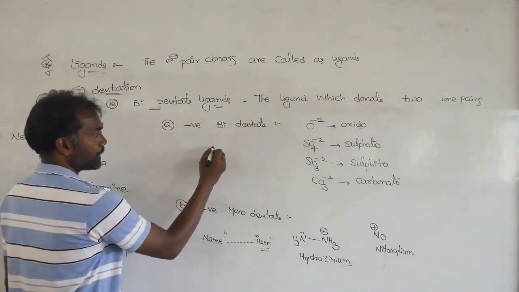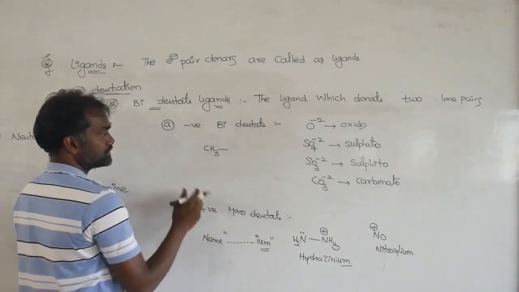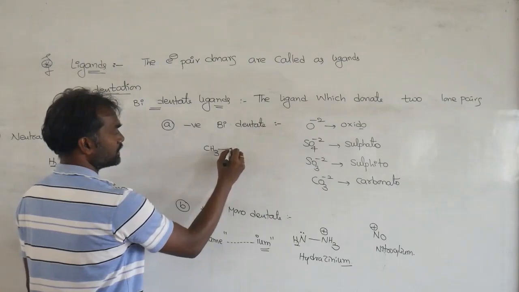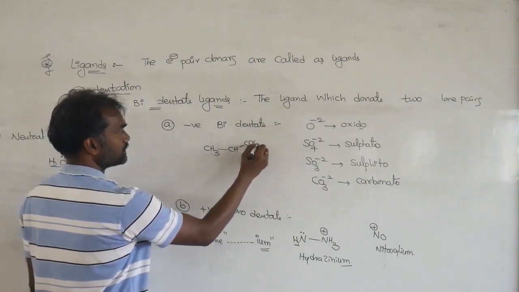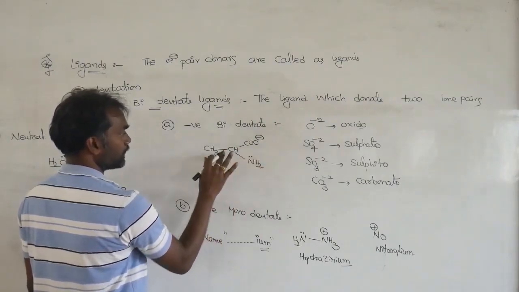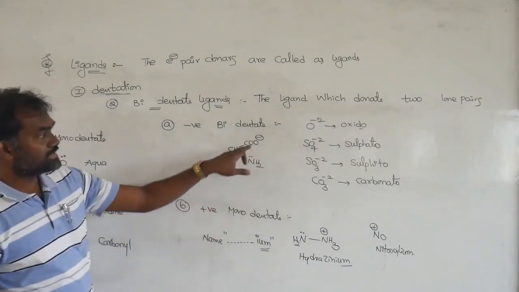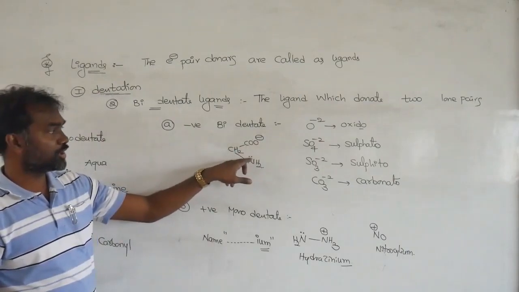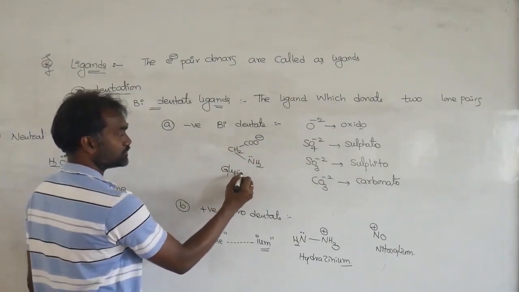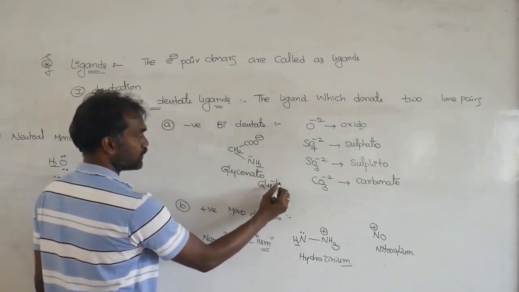Next, see here, CH2 COO minus, NH2. So actually it is a glycine. So glycine, it has a negative charge and one lone pair. Two members are donation. So this is called as a glycinato. So we are represented with GLY -1.